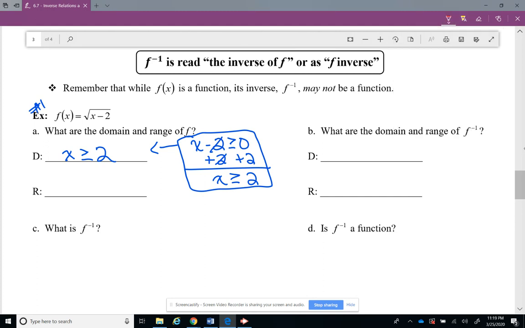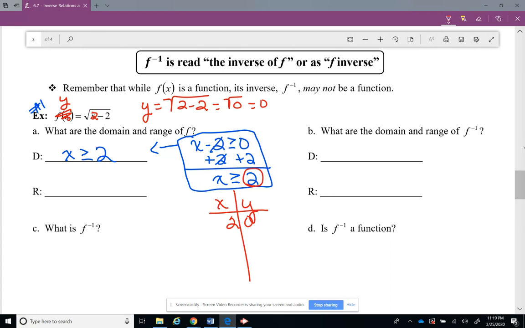All right, we're going to do a little table here. And what we're going to do is we're going to take the domain, and if we put it in here, now remember, f of x is also y. So this is really y equals the square root of 2 minus 2. Well, we know that 2 minus 2 is 0. Okay, and the square root of 0 is 0. Okay, so if x is 2, then y is 0.